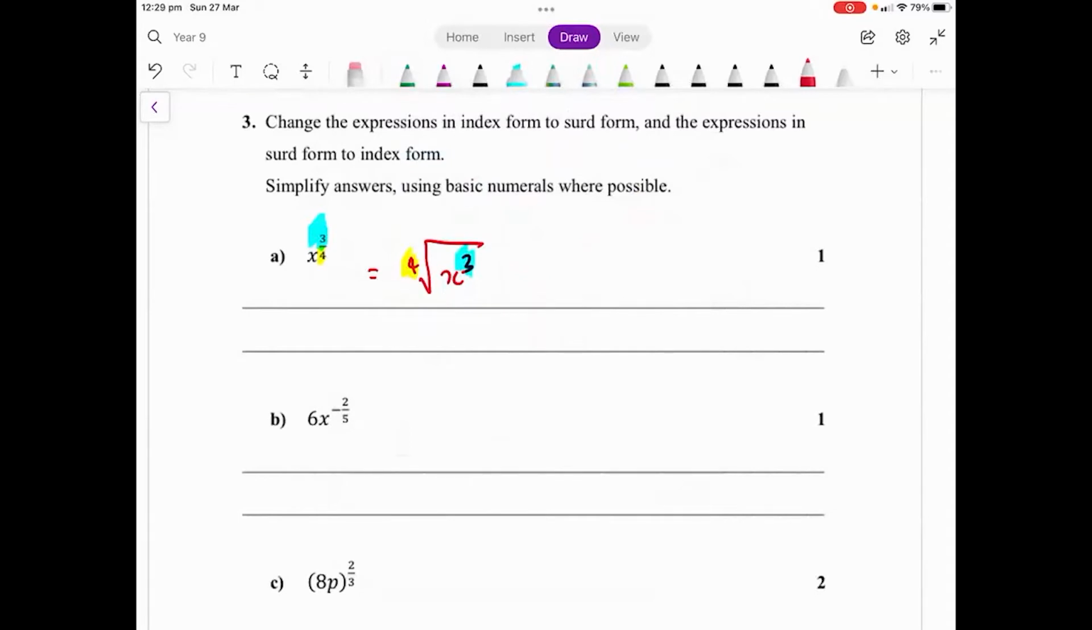Question B, 6 is to the power of 1, because there's no power written there, and x has a negative power, so we're going to deal with the negative part of it first. We move it to the denominator, then we deal with the fractional component. 5 is the denominator of the power, so that's the root, the fifth root. And 2 is the numerator, so that's going to be x squared to the fifth root.